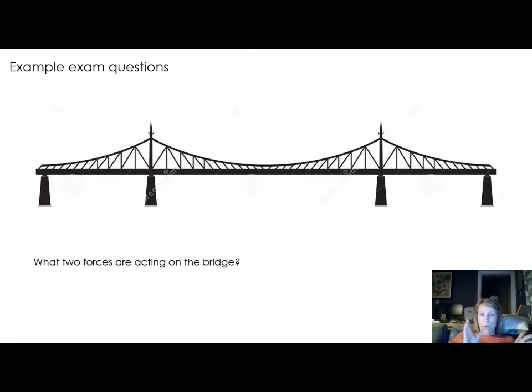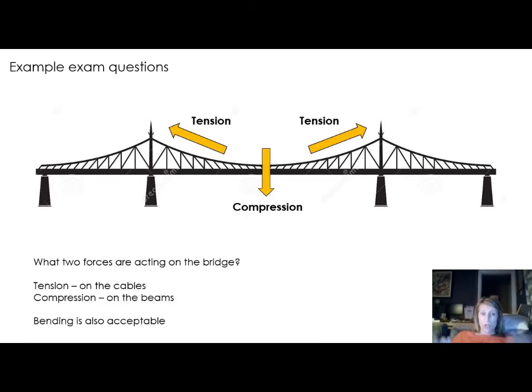Hopefully you've now unpaused, and here is what you should have written down. So you've got tension, so a pulling force on the cables of the bridge. You've got compression in the middle, where the weight of the bridge is pushing down, and whatever goes over the bridge is going to have a compression force going down. But bending is also acceptable because potentially, not likely, but potentially there could be ever so slight bending or flexing of the bridge. Don't really want that, but those are some of the forces that would act on a bridge.